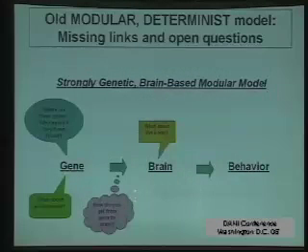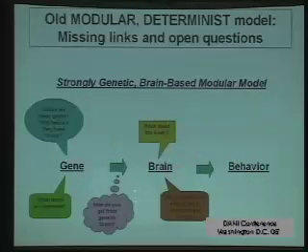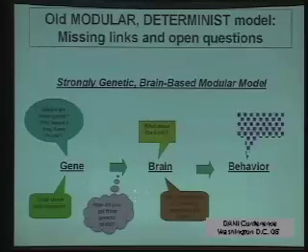Now, the old modular determinist model is a strongly genetic, brain-based modular model that says that genes cause something in the brain and that causes the behavior. Well, that model is coming apart. Where are the genes and why haven't they been found? What about the environment? How do you get from gene to brain? What about the body? How can it be all hardwired if some kids get better?